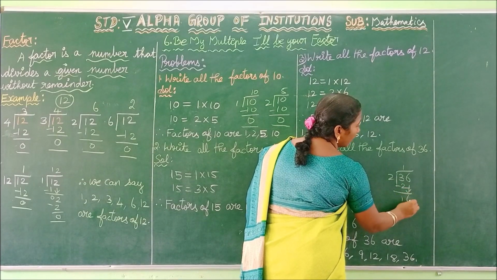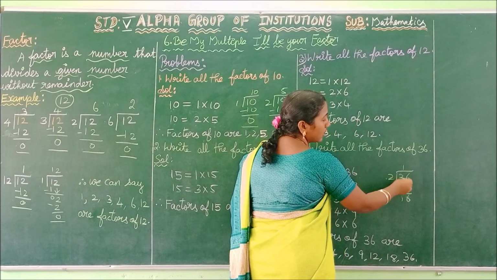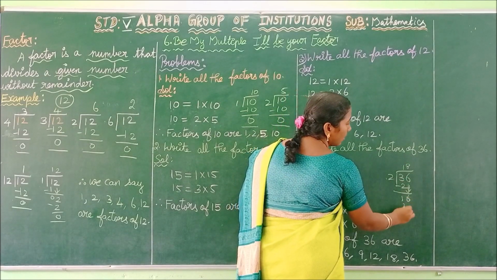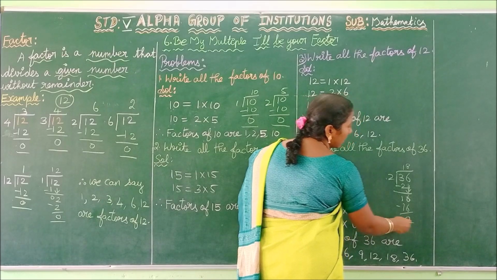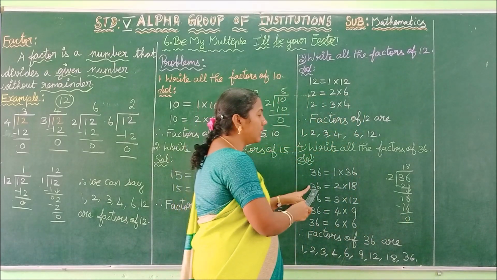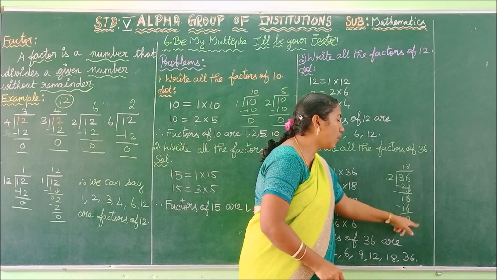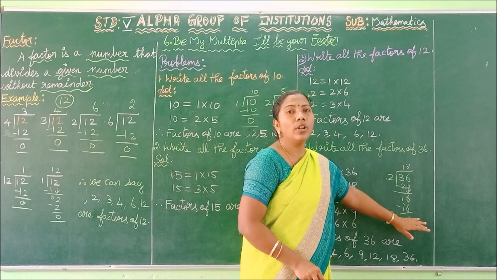See here, 1 2 is 2. Subtracting 2 from 3, you get 1. Bring down the 6. 8 2s are 16. So your remainder is 0. So you can easily write 36 as 2 into 18. Suppose if you get some other number as the remainder, then you don't write that number.